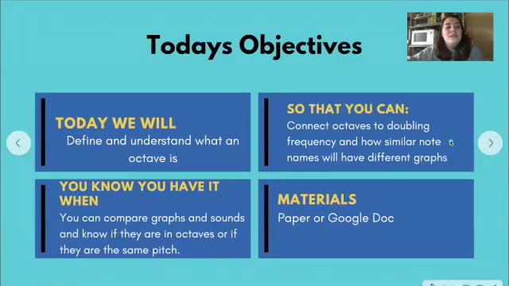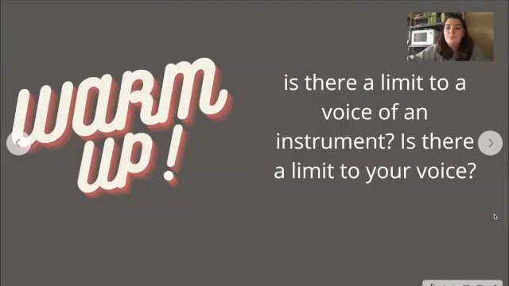Today, we will define and understand what an octave is so that you can connect octaves to doubling frequency and how similar note names will have different graphs. You know you have it when you can compare graphs and sounds and know if they are in octaves or if they are the same pitch. For class today, all you will need is paper or Google Doc and a pencil or a pen.